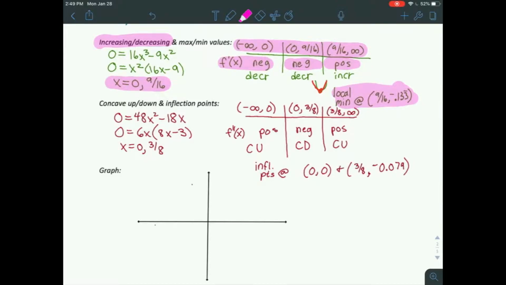We've also done concave up, concave down, and your inflection points. Just take your second derivative, set it equal to 0, and get your critical numbers for your concavity. Those two are 0 and 3/8, so again, break up your number line, plug some values into the second derivative this time to determine if it's concave up or concave down. And it does switch concavity at 0 and at 3/8. Remember, if it doesn't change, then there is no inflection point. It does, though, so we get 2 inflection points at those coordinates.